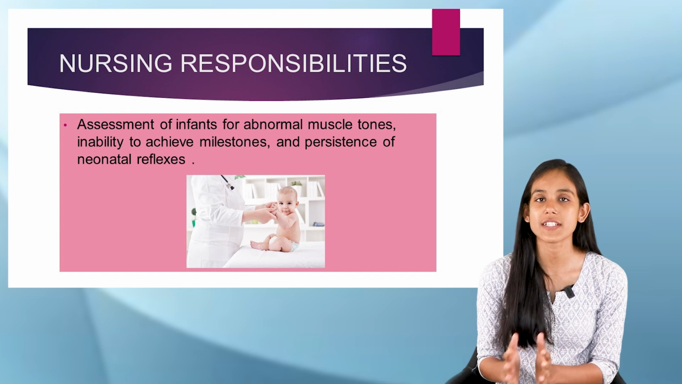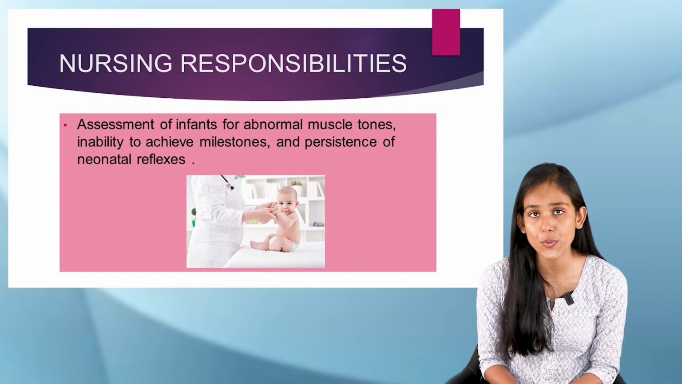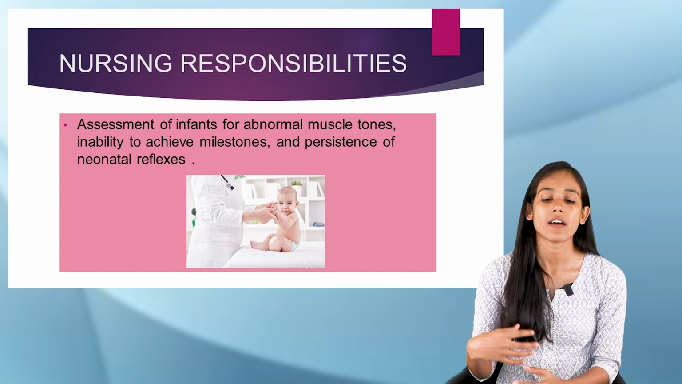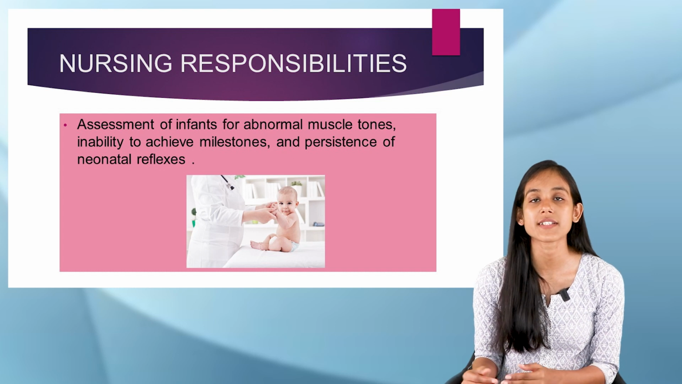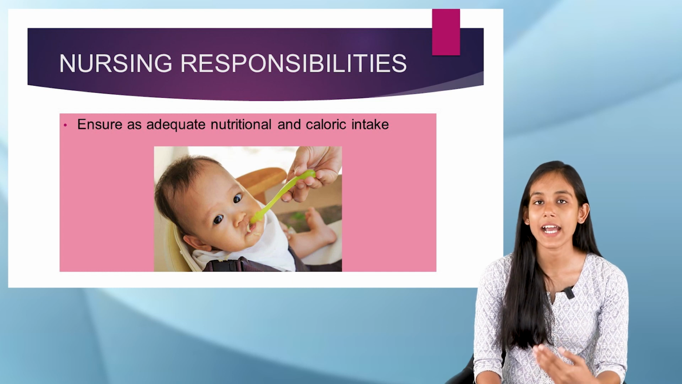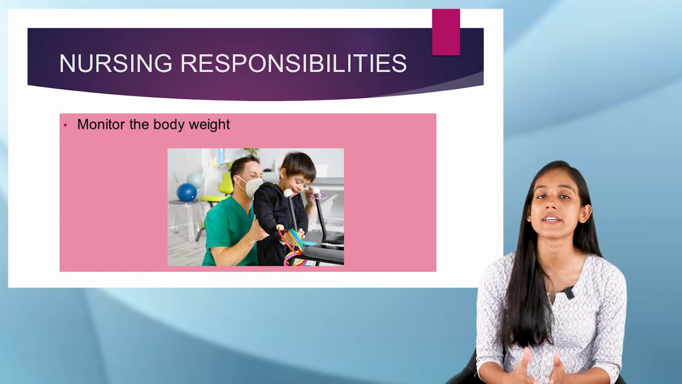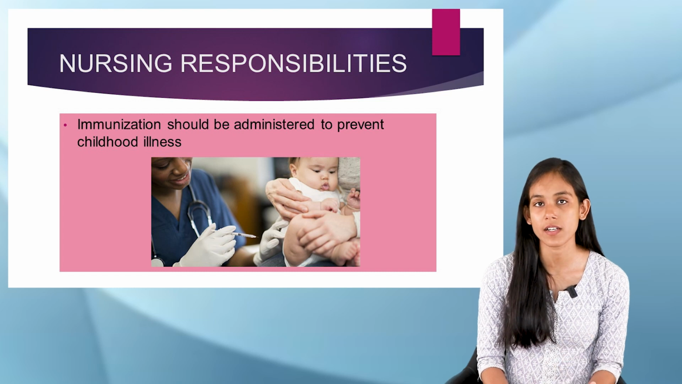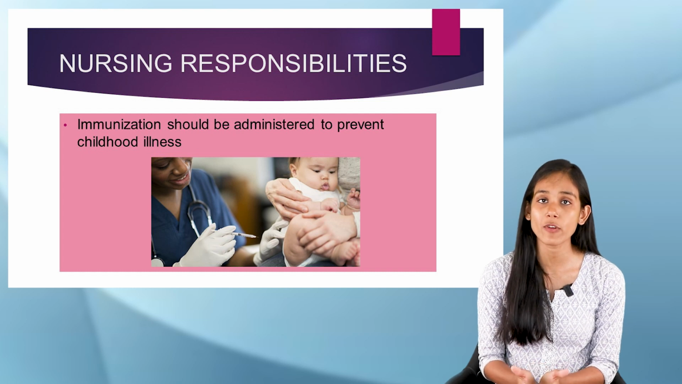So next let us move on to the nursing responsibilities. In nursing responsibilities or interventions, the first thing that you should do is assessment. You have to assess the infant for abnormal muscle tone or inability to achieve the milestones and the persistence of neonatal reflexes. And you have to ensure that the child is getting adequate nutrition or caloric intake, and you also have to monitor their body weight properly. And you have to make sure that the child is immunized and up to date, because you have to prevent respiratory illness, for example influenza.